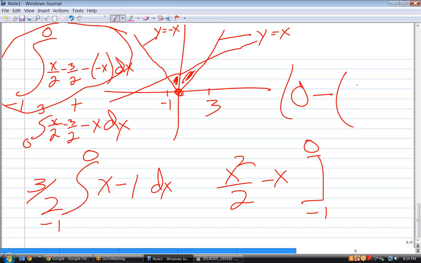When I plug in minus 1, I got 1/2 minus a minus 1. See what I'm saying, all the negative signs? Okay, so this is 3 halves, so 0 minus 3 halves. How can that be a negative area? What did I do wrong?